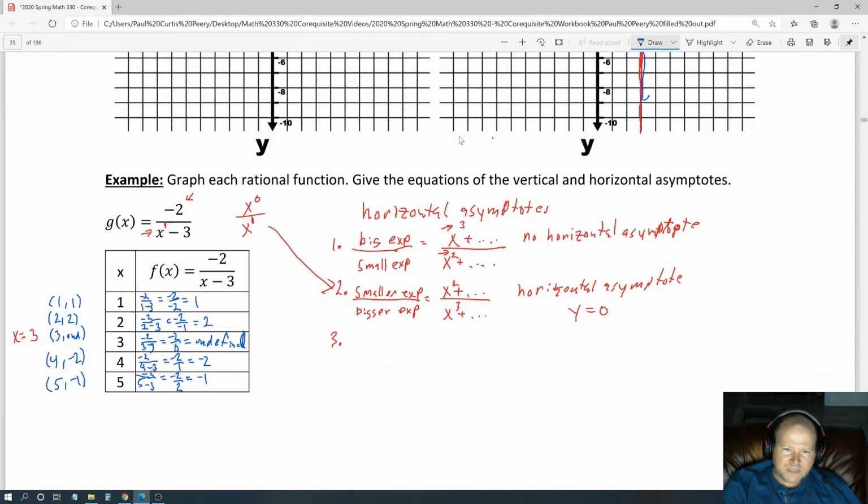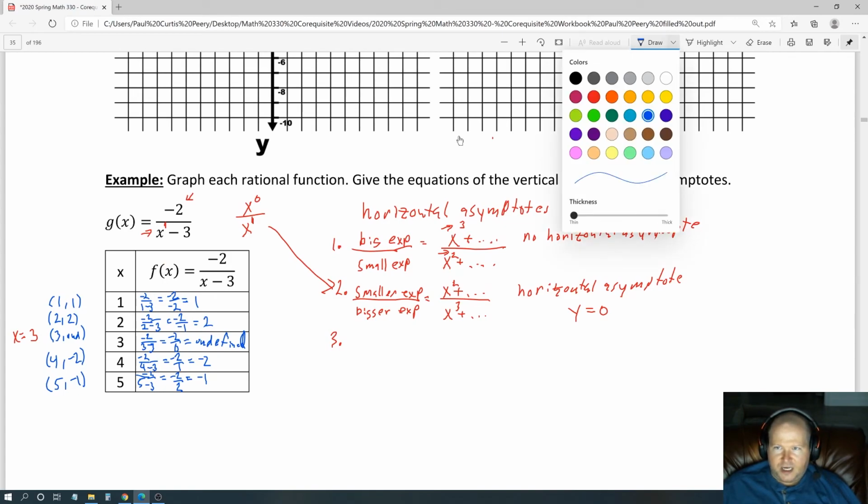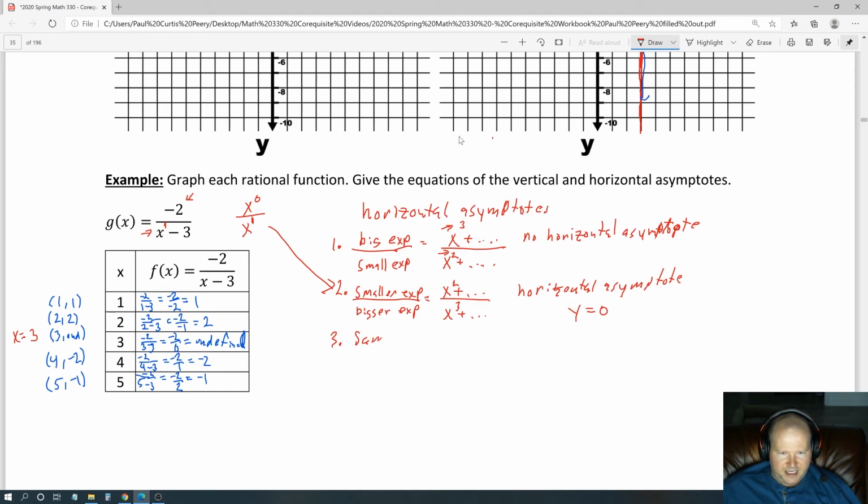Now, there's another possibility, right? It could be that your exponent on the top is larger than the exponent on the bottom, or vice versa, the exponent on the bottom is bigger than the exponent on the top. What happens if they're the same? What if the same exponent?